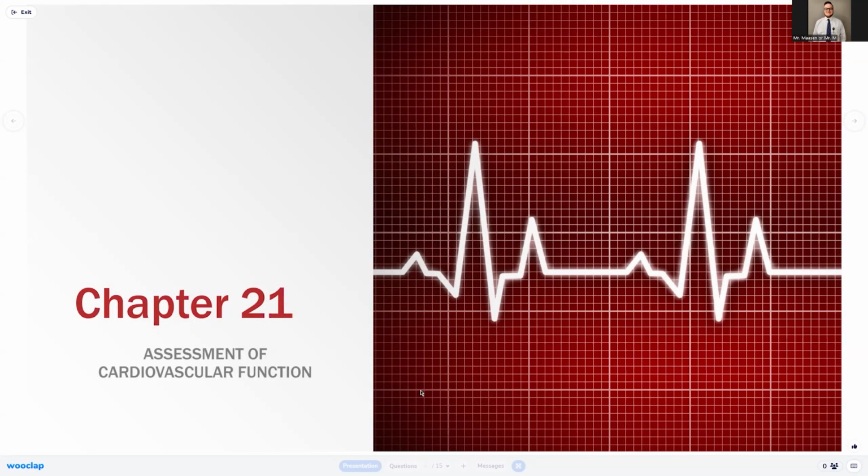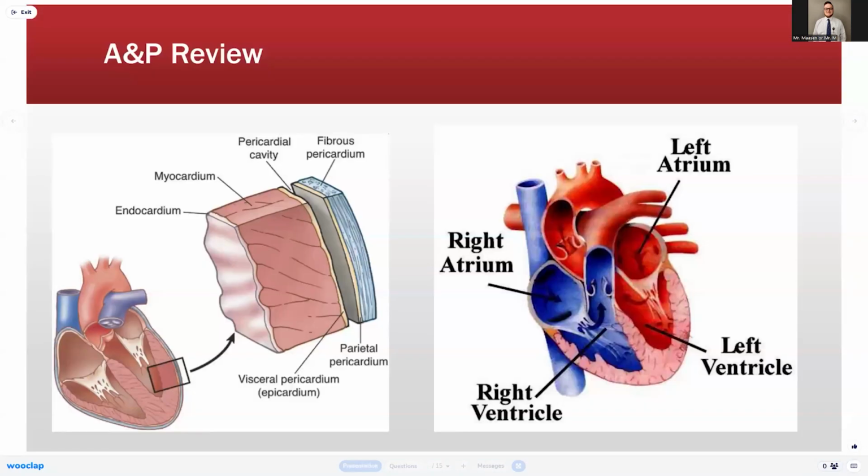Talking about Chapter 21 first. It's all about assessment of cardiovascular function. So, A&P review, big things. The heart's got three main layers. Its outside layer is really comprised of two separate layers that make the pericardial sac.